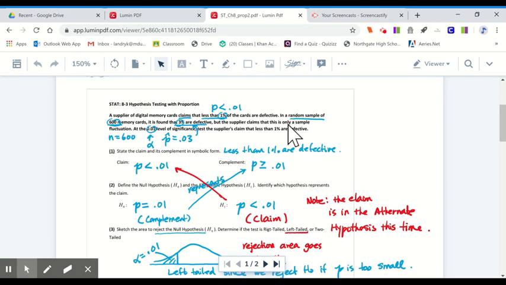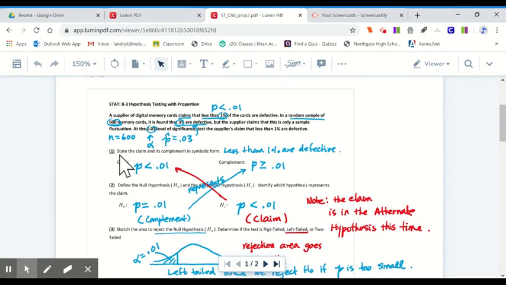Okay, so the supplier claims that that's a fluctuation at the 0.01 level of significance. So this one also has a different significance level. Instead of 0.05, we're going to use 0.01. Test the claim that less than 1% are defective.